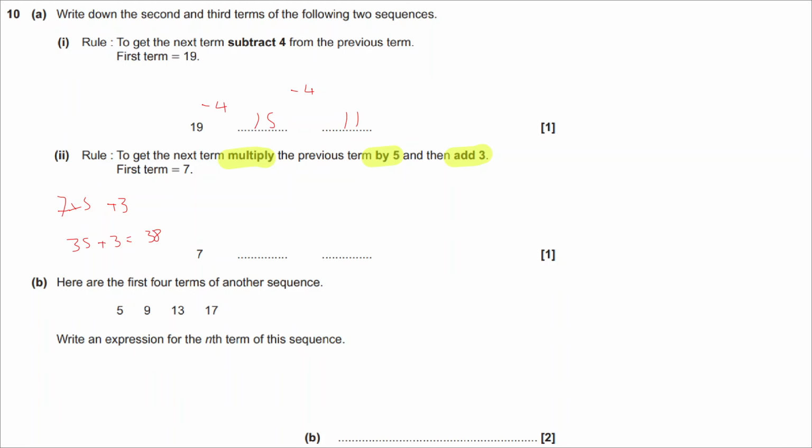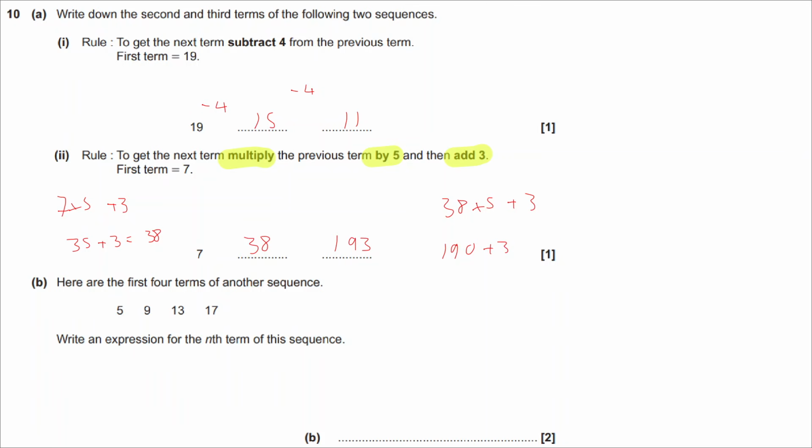Good. So 38, and then same thing again. We take this term, we multiply it by 5, add 3. So we're going to be doing 38 times 5, add 3. 38 times 5 is going to be equal to 190. 190, add 3, gives you 193. Let's check the mark scheme.